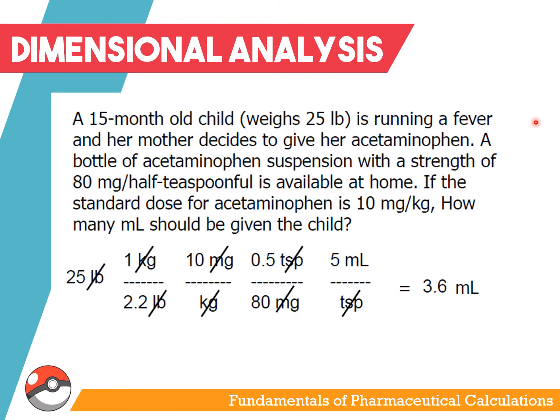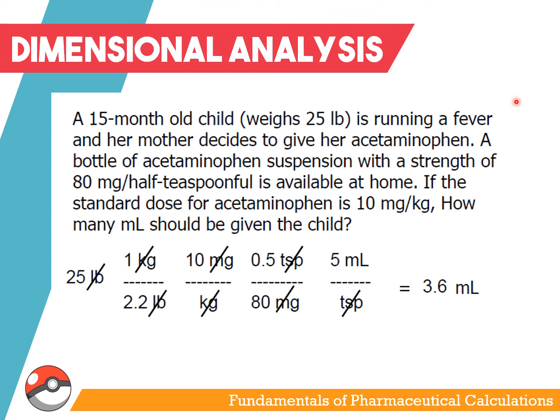Okay, so let's have another problem. A 15-month-old child who weighs 25 pounds is running a fever, and her mother decides to give her acetaminophen. A bottle of acetaminophen suspension with a strength of 80 milligrams per half teaspoonful is available at home. If the standard dose for acetaminophen is 10 milligrams per kilogram, how many ml should be given to the child?